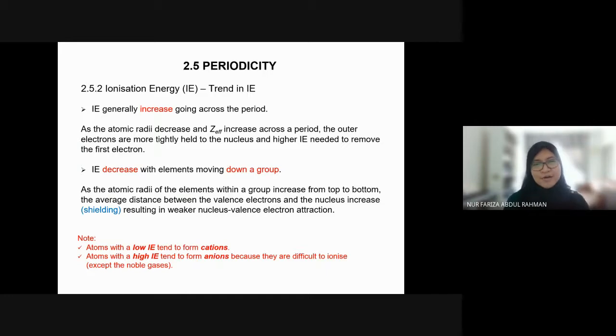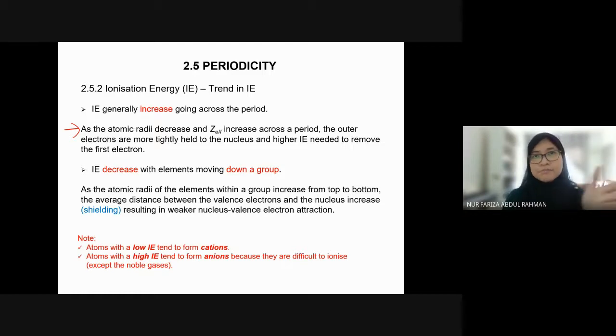So like I said just now, we have across the period and down the group. Same thing. So across the period, you may use this as your reference or you can construct on your own. Without looking at the slide, let's just use whatever we had learned before this to construct the trend, or the reason why the IE varies across the period and down the group.